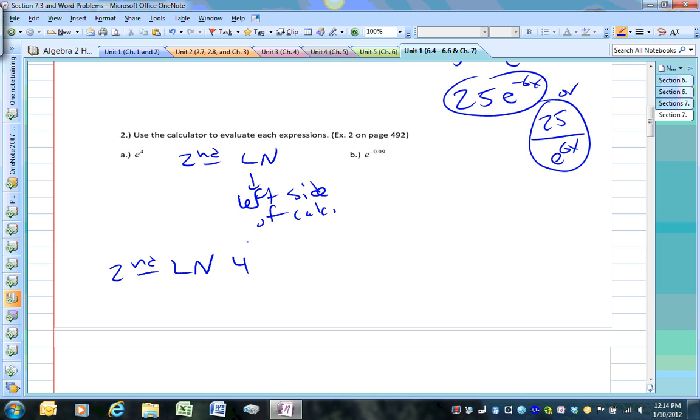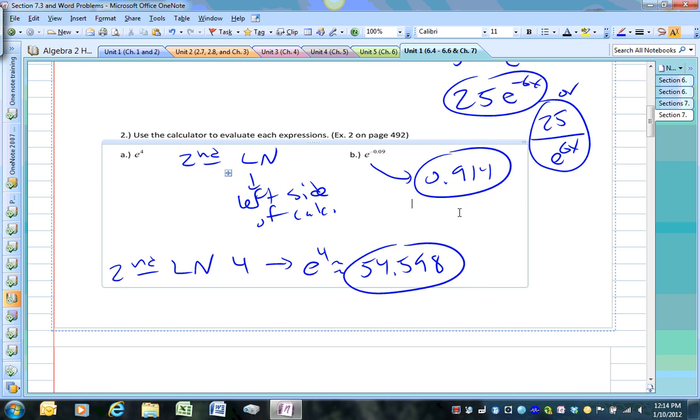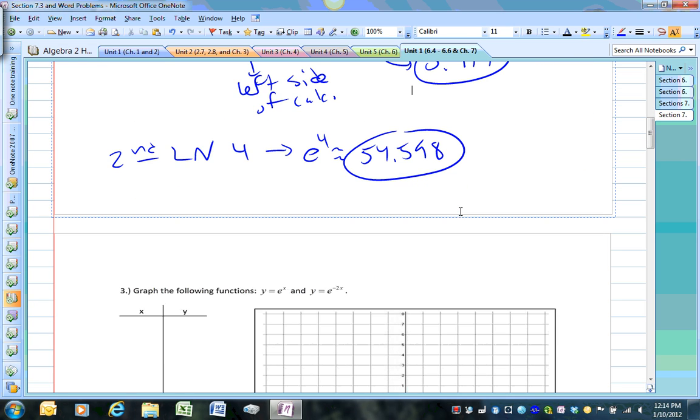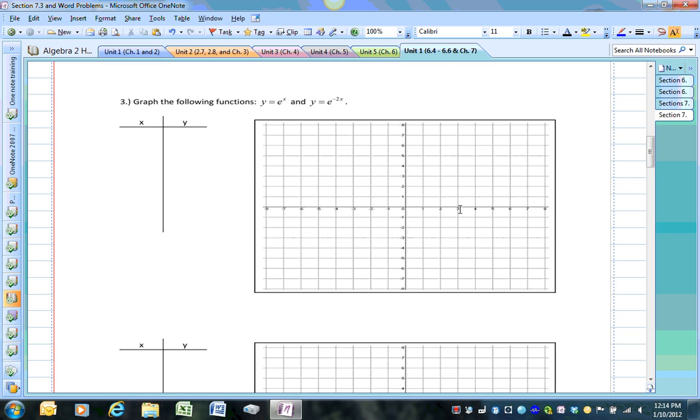and then 4, that will get you e to the 4, which is roughly equal to 54.598. And we'll do 3 decimal places. If you do it for negative 0.09, you should get 0.914. Again, really simple stuff. We'll see the more practicality with E or natural base later in chapter 7.